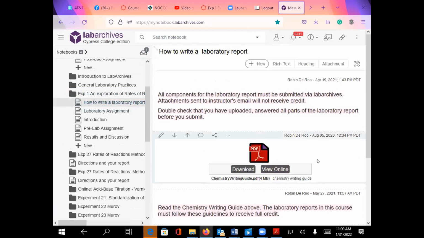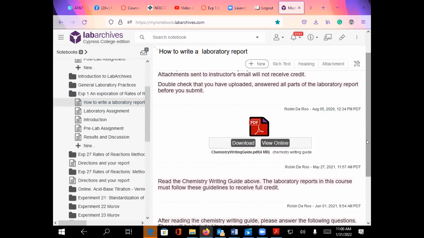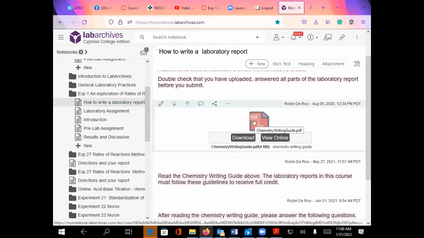You will be writing formal laboratory reports, and this PDF is to help you with the writing. It's very long. You're probably going to want to refer to it, but it's the proper writing for the formal laboratory report. You're supposed to read it, because to receive full credit, you have to follow this guide. Otherwise, if you don't follow the guide, you start losing points, and those points add up.